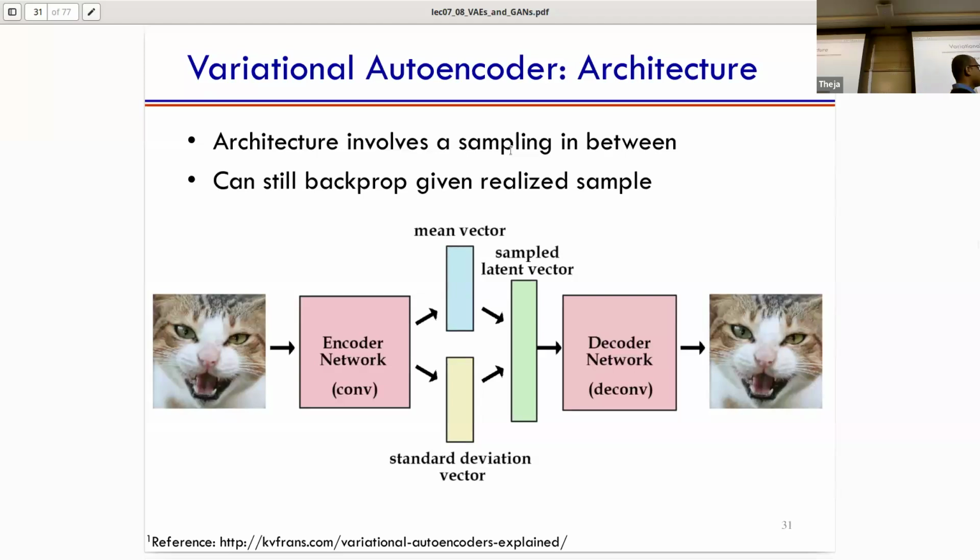So you might think, how does this influence backpropagation? It doesn't, because once you have a realized sample, you can always backprop appropriately. Even though in the forward pass there is a sampling step, in the backward pass you don't have to navigate around any sampling. There's no issue with backprop here. Any questions?